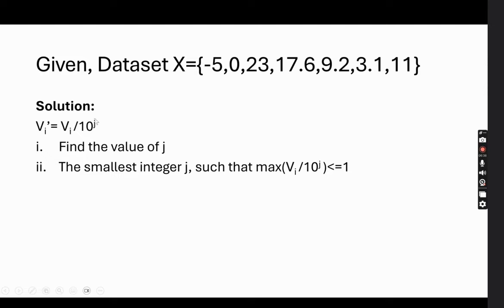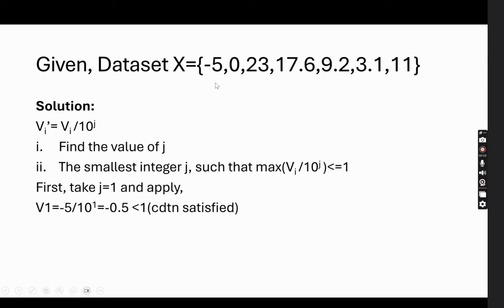We have to find the value of j such that j should be the smallest integer that satisfies the condition that the maximum of Vi by 10 power j should be less than or equal to 1. So let us apply in the equation. First, let us take j is equal to 1 and apply in the given equation. So for the first value, it becomes -5 divided by 10 power 1, which is equal to -0.5, which is less than 1. So it satisfies the condition.